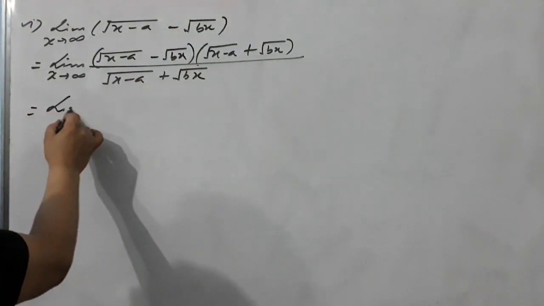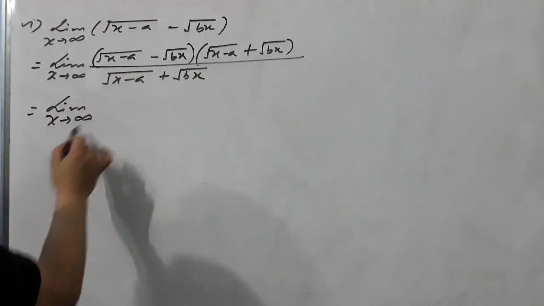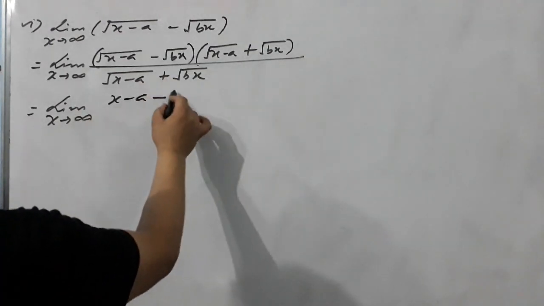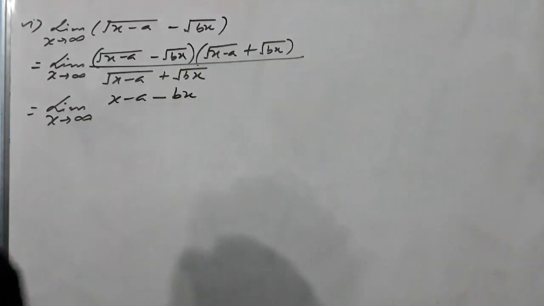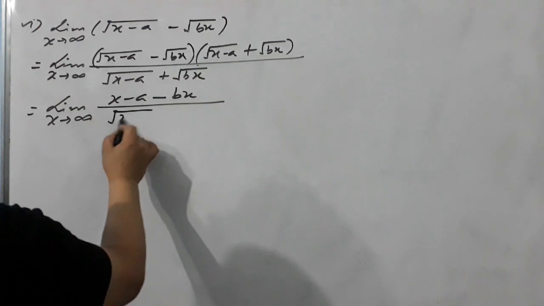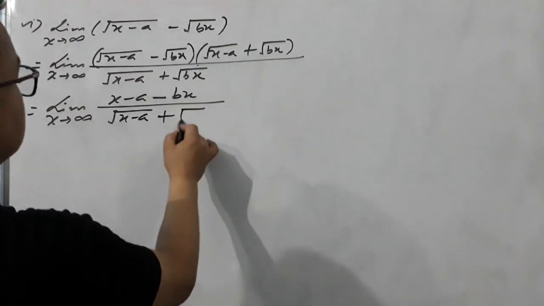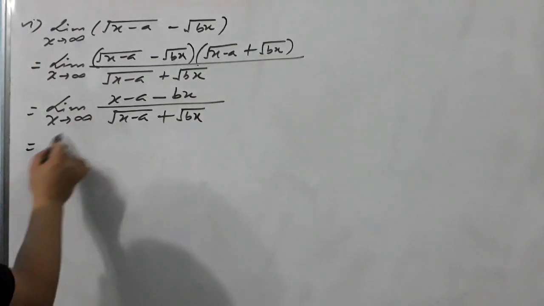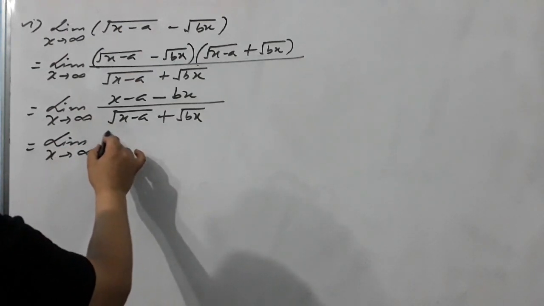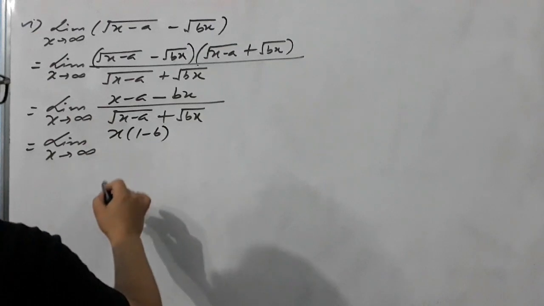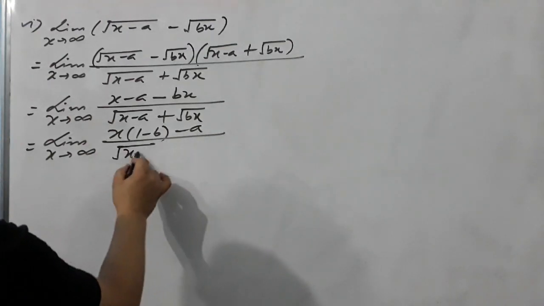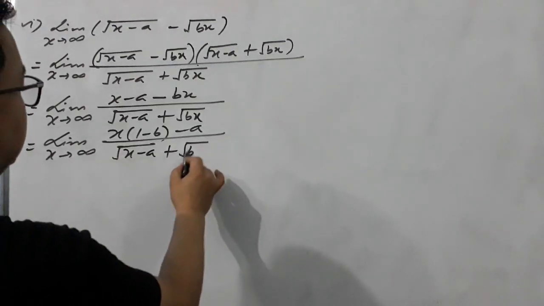Here you are going to get the limit as x tends to infinity of x minus a minus root bx. I have applied the a squared minus b squared formula, multiplying by root x minus a plus root bx. The limit as x tends to infinity of x times (1 minus b) minus a, over root x minus a plus root bx.